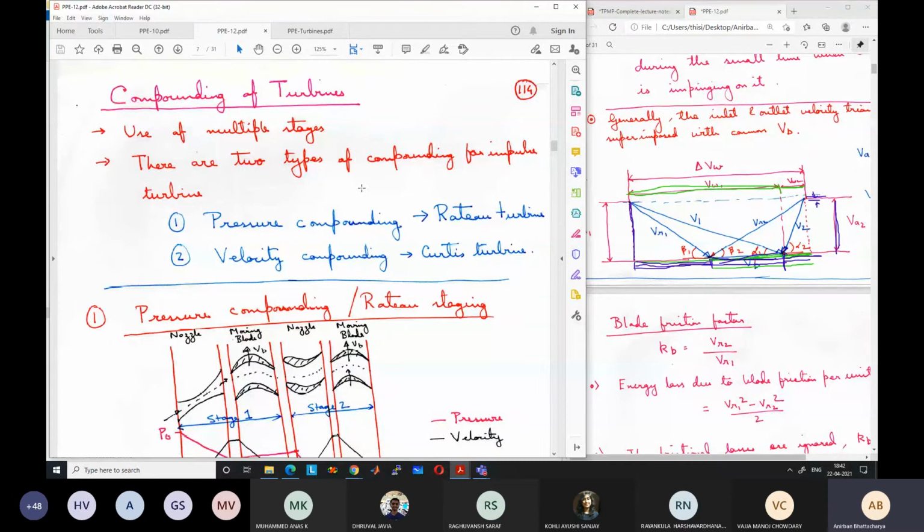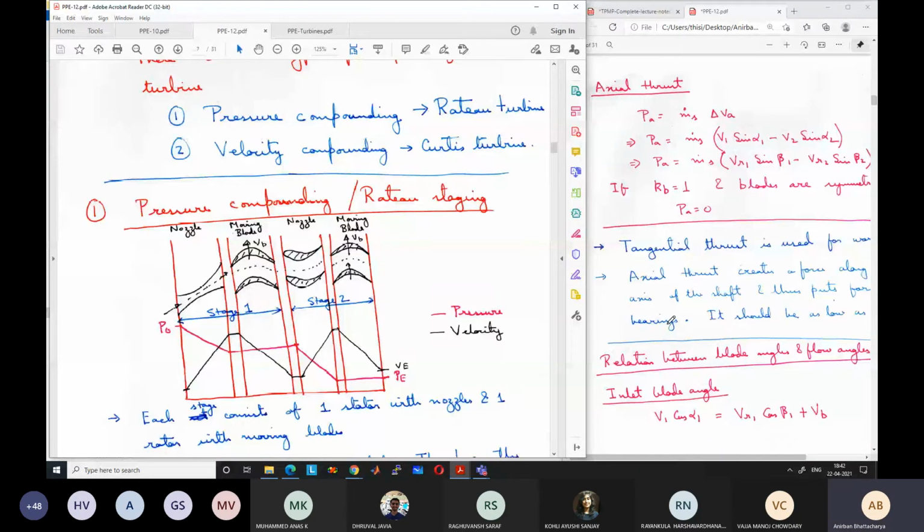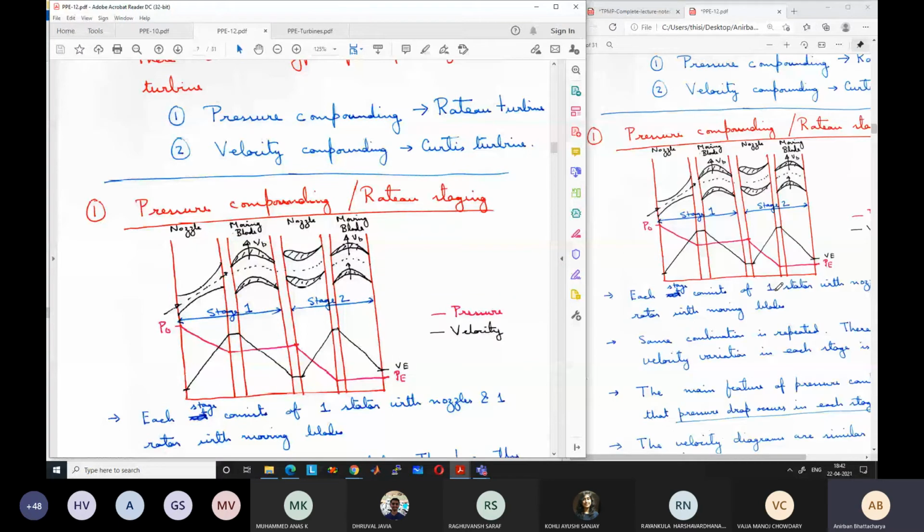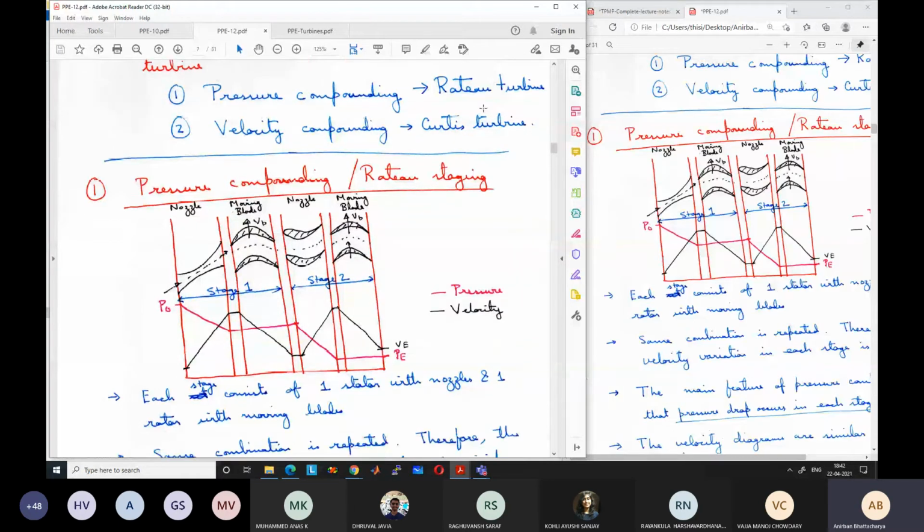And there are two ways of arranging the impulse turbine so as to have multiple stages. What are these two ways? Let us see. We will keep this for reference later on. So one is known as pressure compounding. It is also known as Rateau turbine, pronounced as roto, written R-A-T-E-A-U. And the second type is known as velocity compounding, and it is known as Curtis turbine.